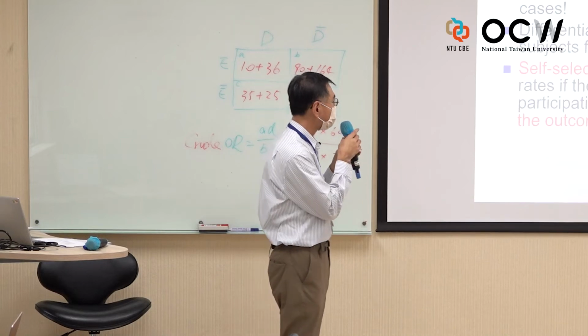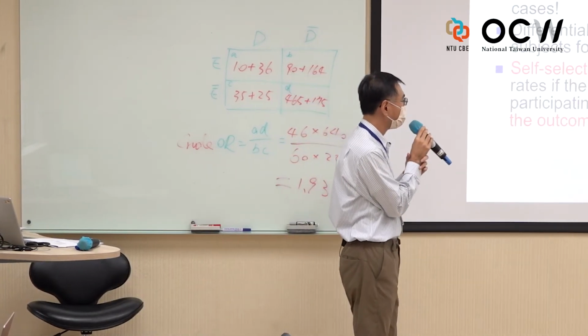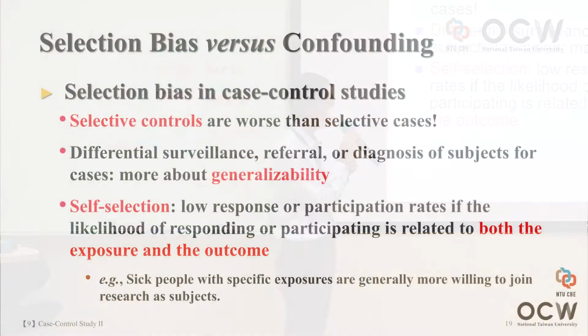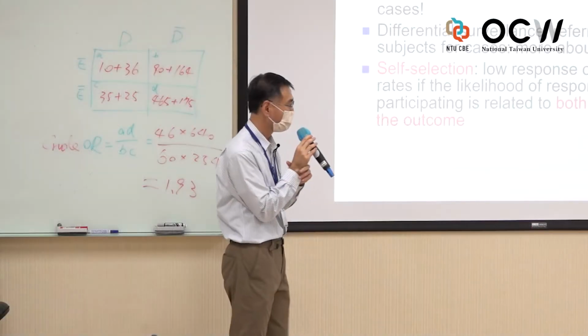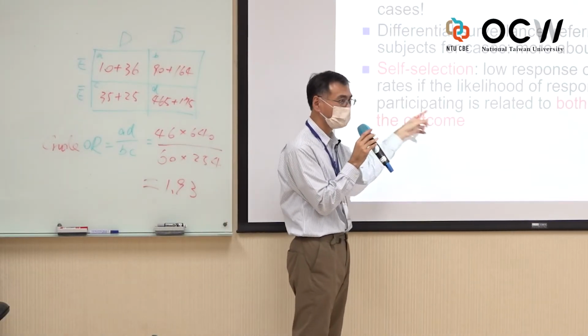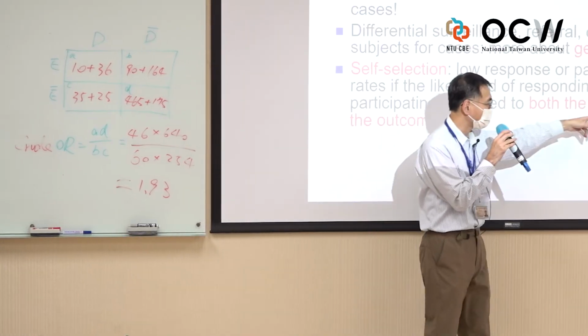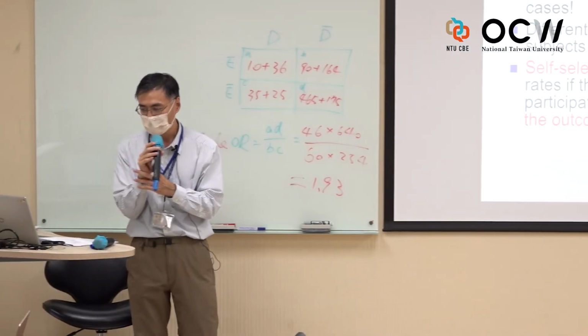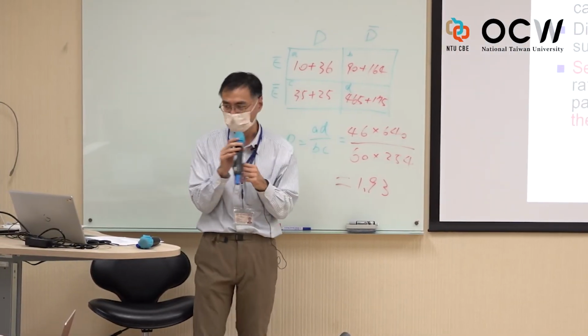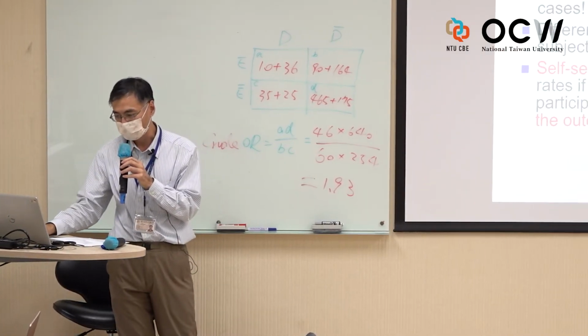So selection bias will be more likely to happen in the situation of low response or participation rates, if the likelihood of responding or participating is related to both exposure and outcome. Outcome is the disease status, right? And exposure, if it's the reason for being selective, then it's a perfect storm for selection bias.